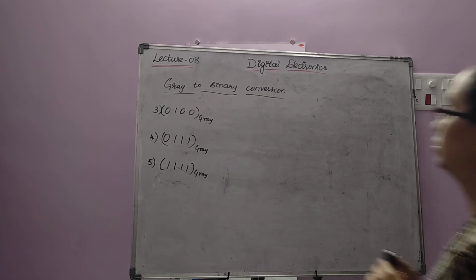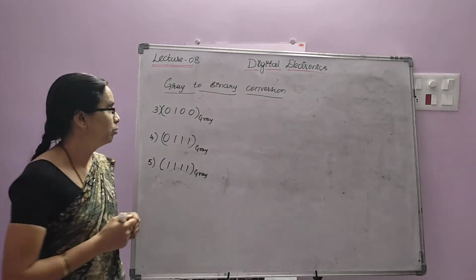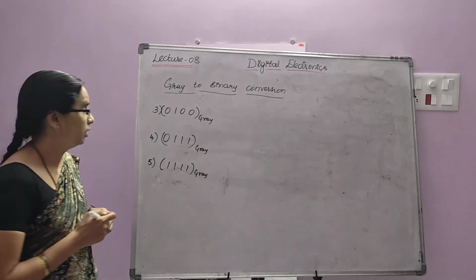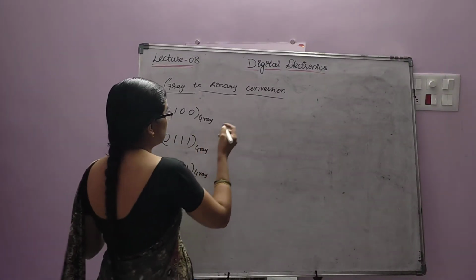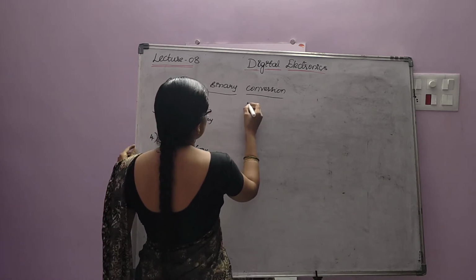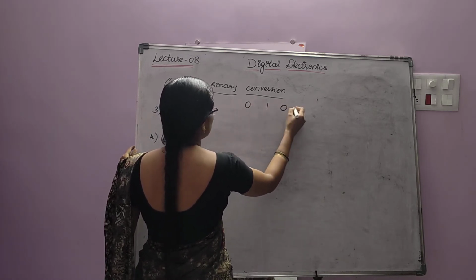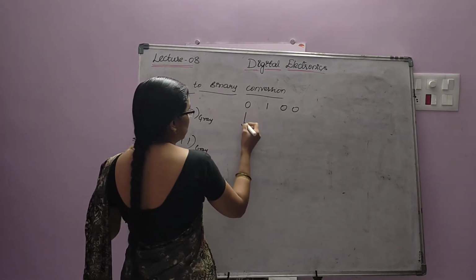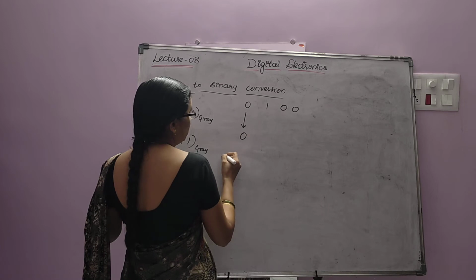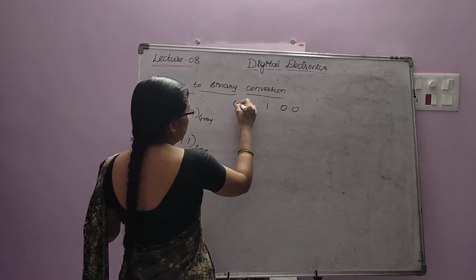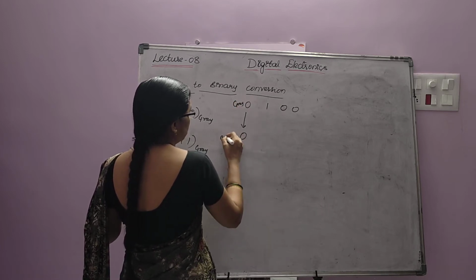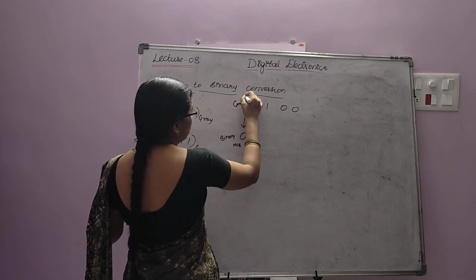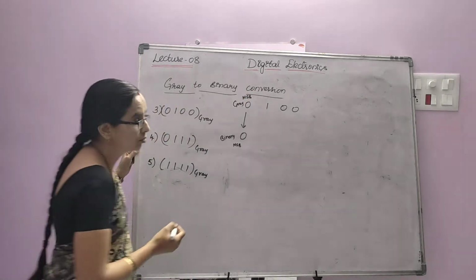Okay students, these are the 3 problems I am going to convert from gray to binary now. The first one is the third problem, that is 0100. For 0, the MSB will be written like that only. This is gray, this is binary. MSB of binary will be the same as MSB of gray.